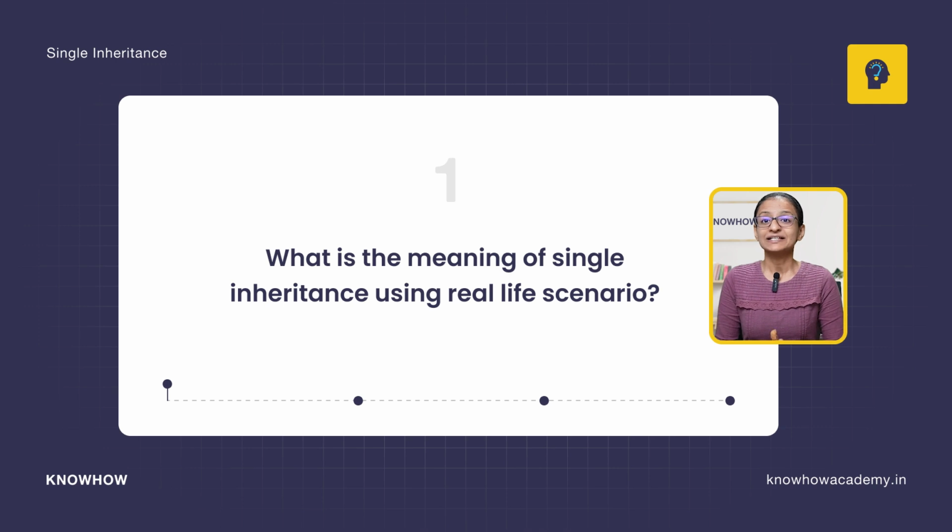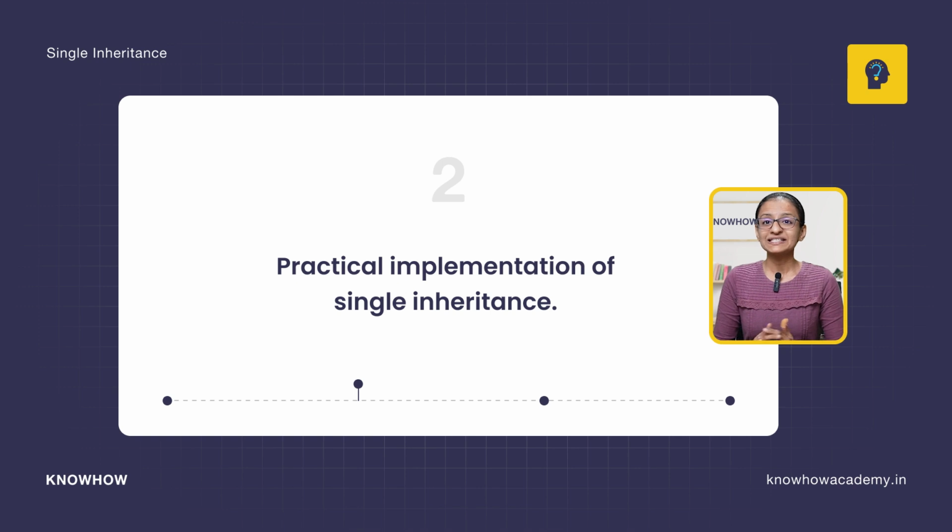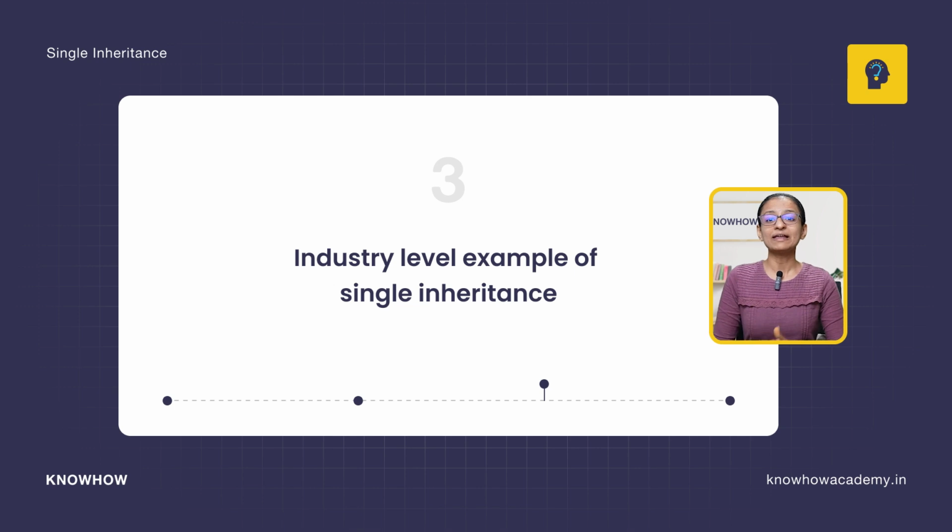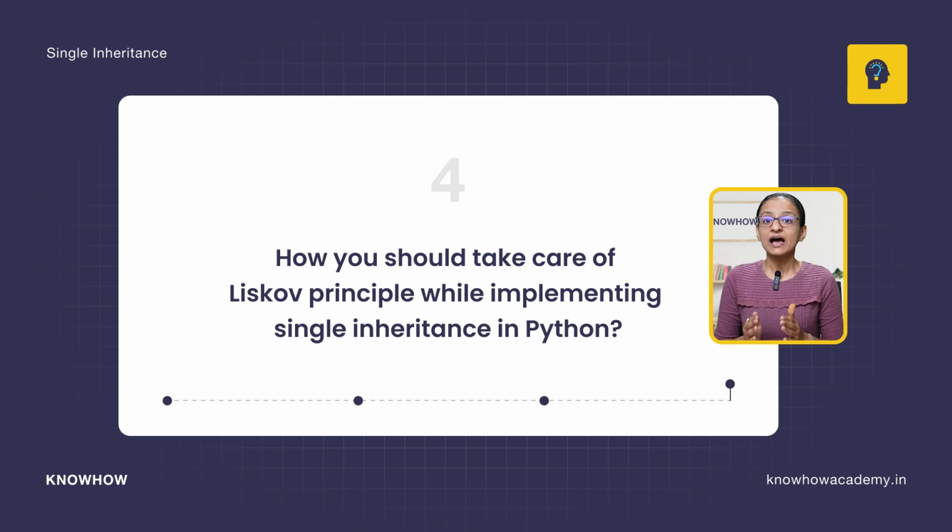Before going ahead, let me show you the list of topics which you will learn from this video. First, you will learn what is the meaning of single inheritance using a real life scenario. Second, you will learn practical implementation of single inheritance. Third, you will learn an industry level example of single inheritance. And last but not the least, how you should take care of the Liskov principle while implementing single inheritance in Python. So let's start.